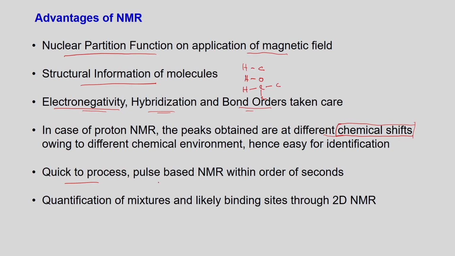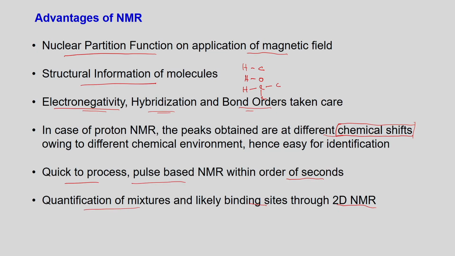We will see there are two ways of processing: one is the continuous wave and the other is the pulse wave. Pulse waves are advantageous because they show the spectra in an order of seconds. Quantification of mixtures and likely binding: when we go back and see 2D NMR, we will see how any two nuclei are related to each other. Let us say we have a carbon and a hydrogen nucleus, how are they related to each other. They tell us the likely binding sites, which are the places open for any binding, let us say hydrogen binding or other types of active sites. So, these are very useful.